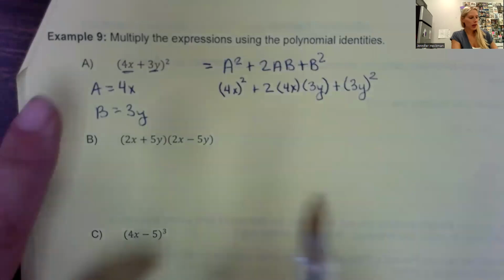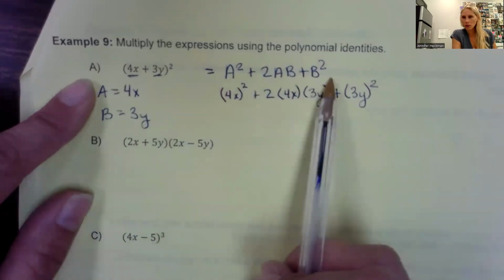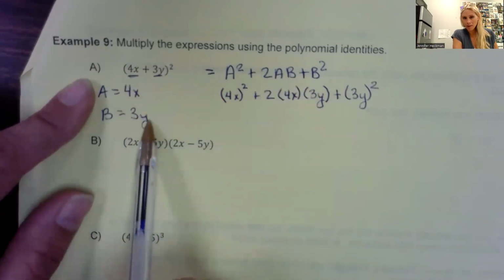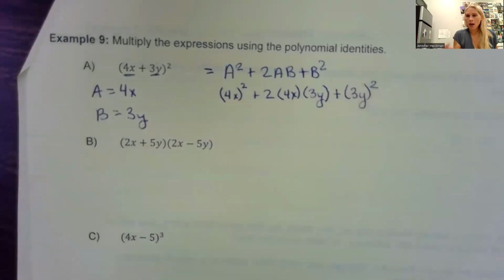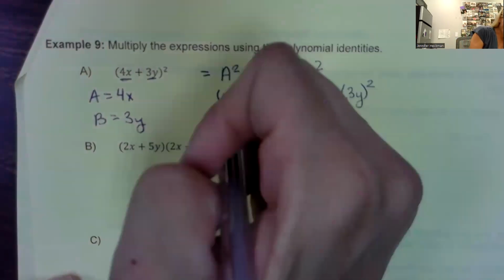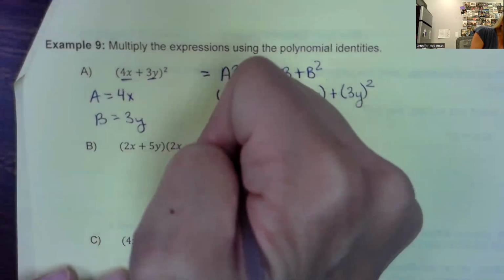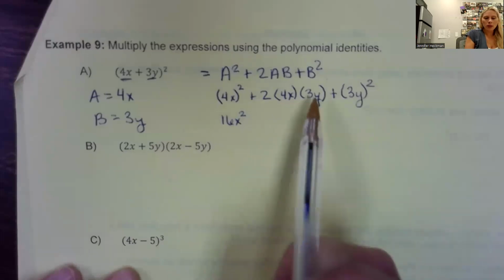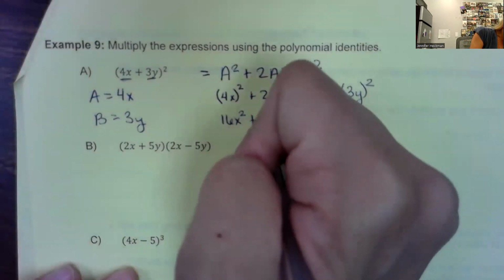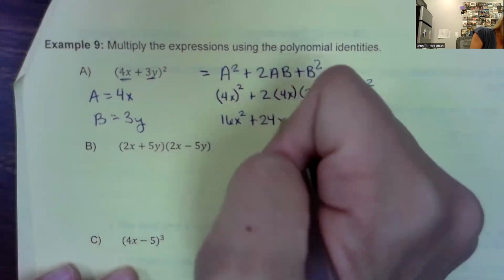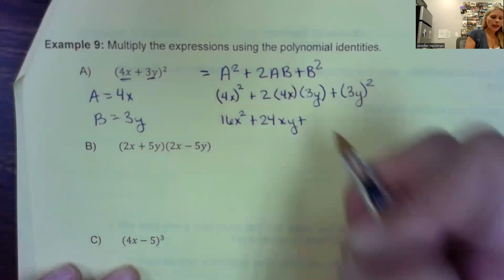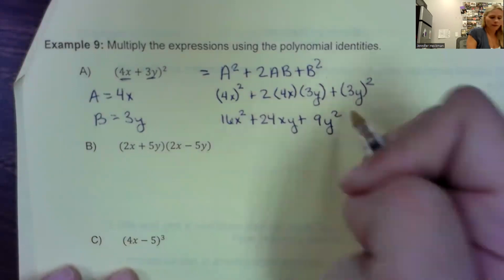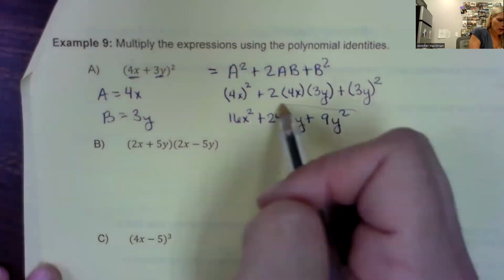So see, all I did was I identified what polynomial I'm using, what identity I'm using. I identify what's my a and b, and then I substitute in. Now I'm actually going to calculate. What is 4x squared? Well, that becomes 16x squared. Okay. 2 times 4 times 3 is 24. And x times y is just xy. And then 3y squared is 9y squared. And we're done. This is our answer.